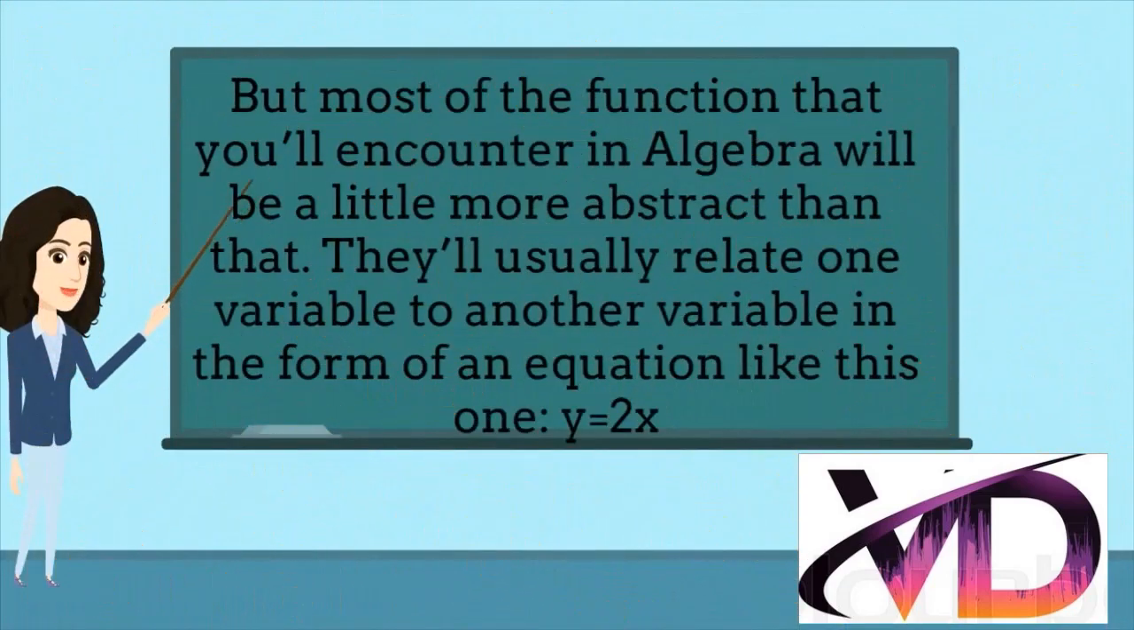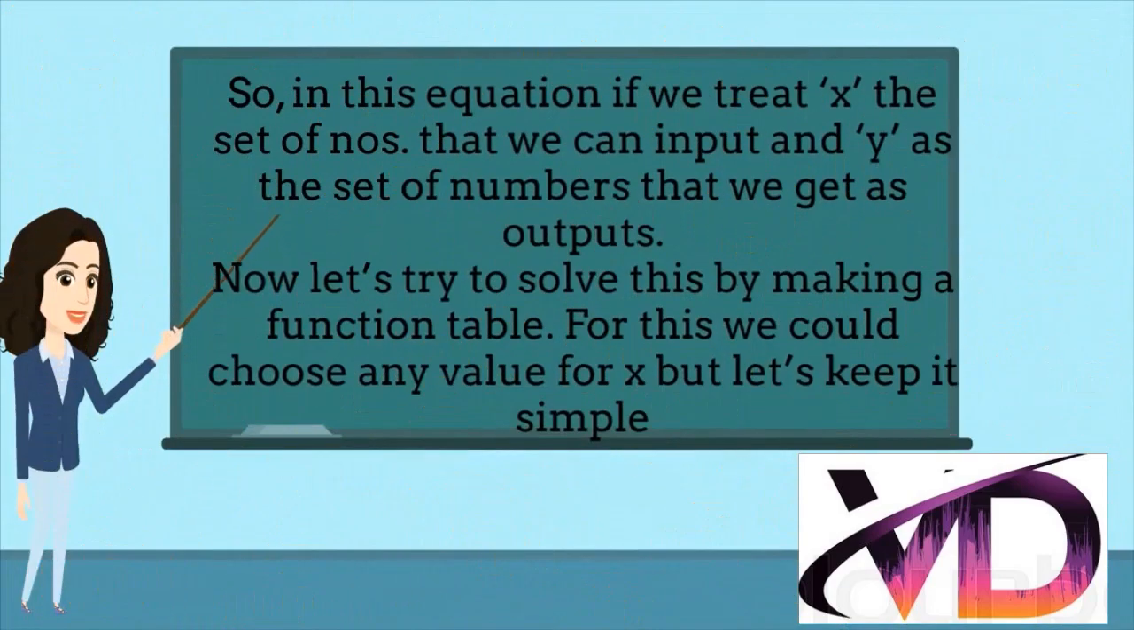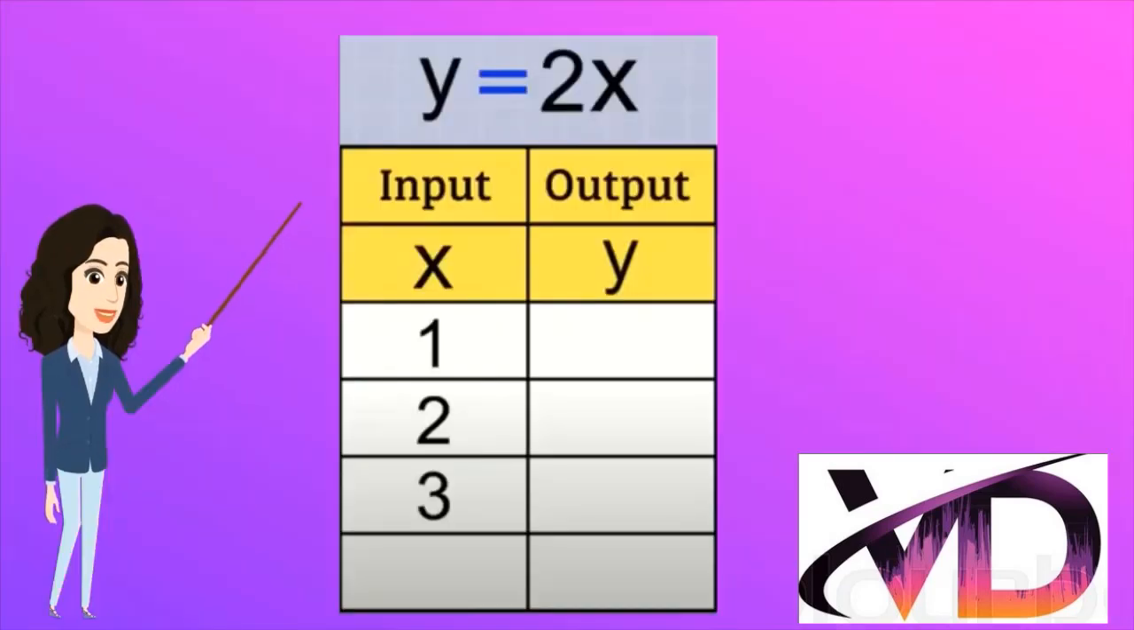But most of the functions that you will encounter in algebra will be a little more abstract than that. They will usually relate one variable to another variable in the form of an equation like this one, y equals 2x. In this equation, we treat x as the set of numbers that we can input and y as the set of numbers that we get as outputs. Now let's solve this by making a function table. For this, we could choose any value for x, but let's keep it simple for the first stage. So let's take our input x as 1, 2, 3.